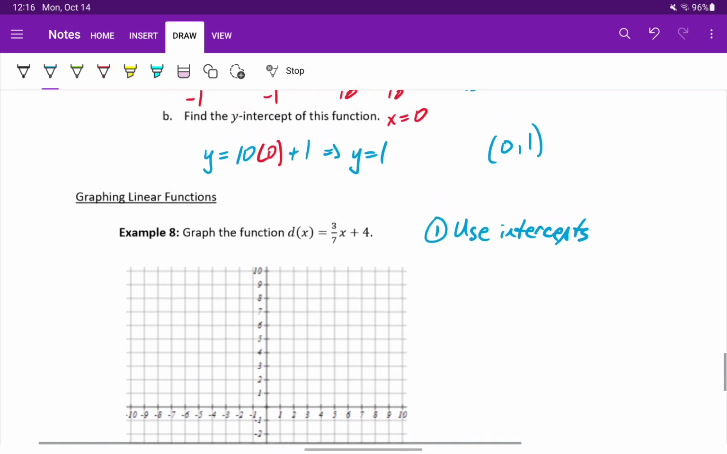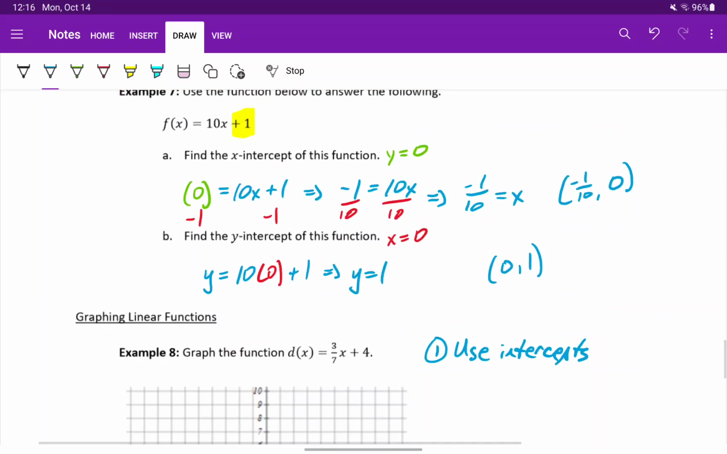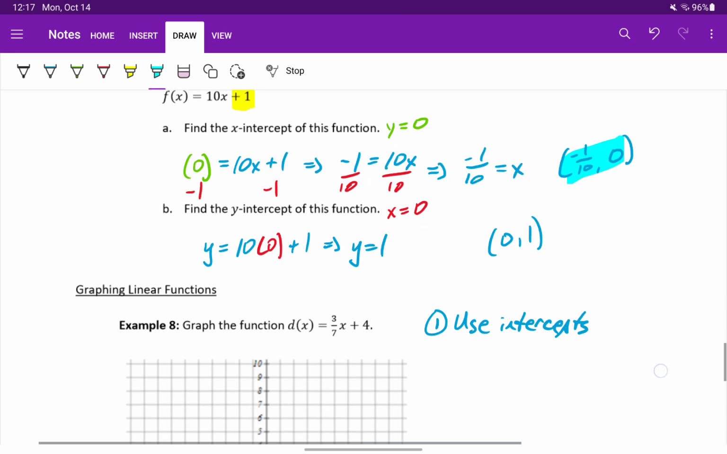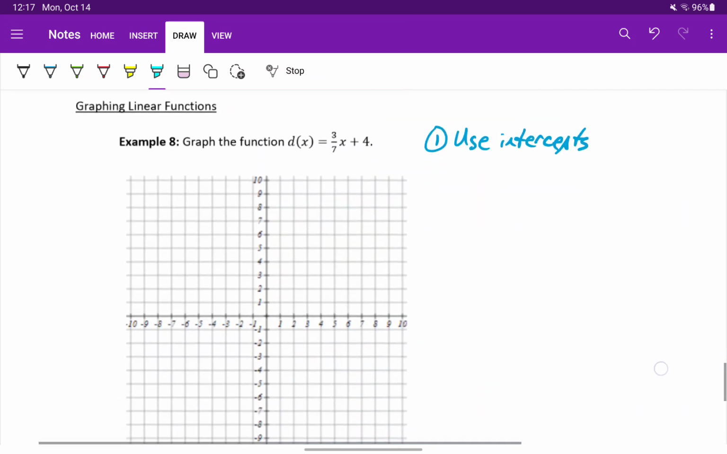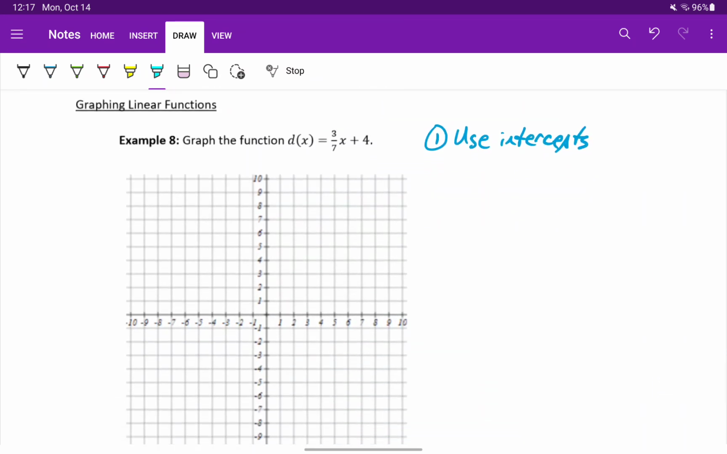That's what we just did in example 7. This is a perfectly good method, though sometimes we do end up with, I'm going to call them unusual values, or values that are harder to graph, like -1/10. That's kind of a harder value to graph, especially if we're using a homework system or any kind of digital system.